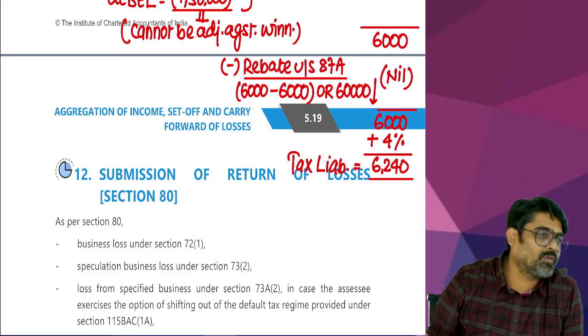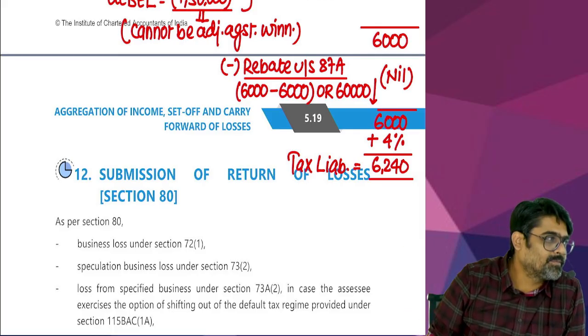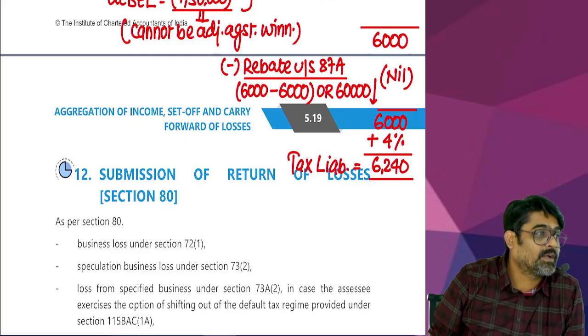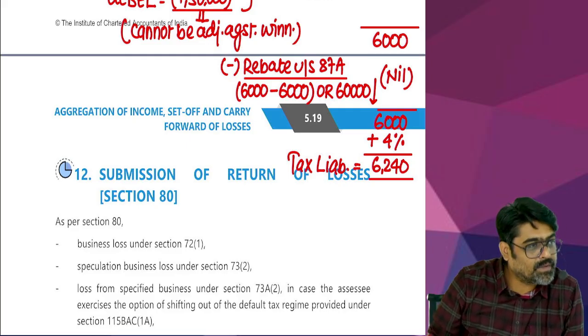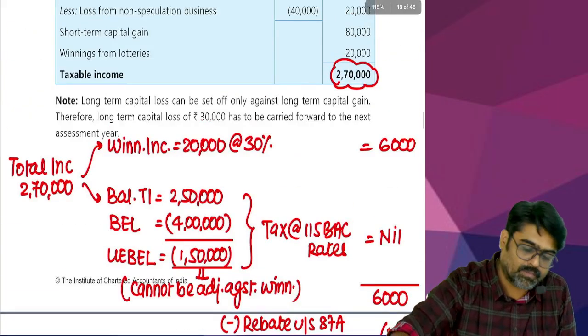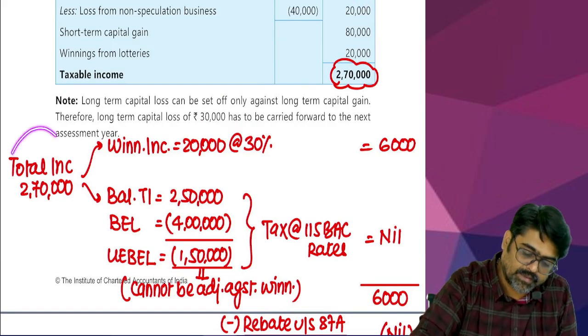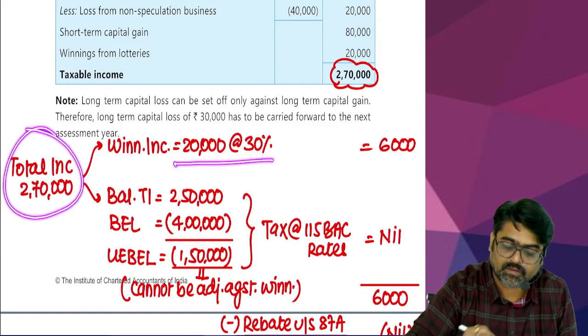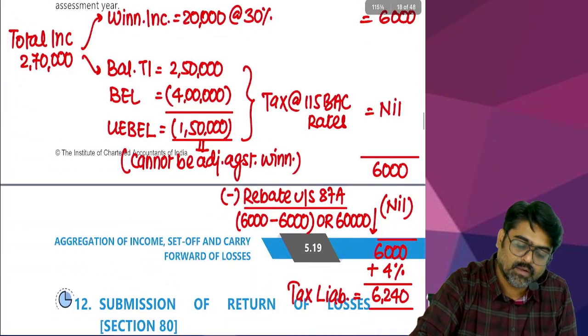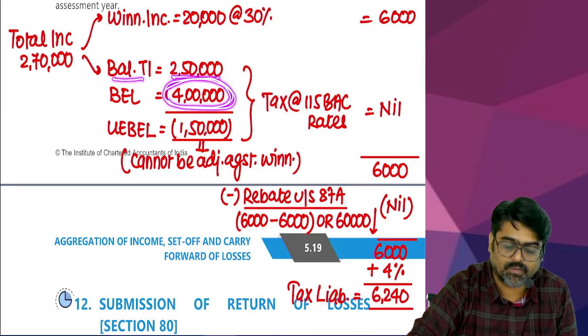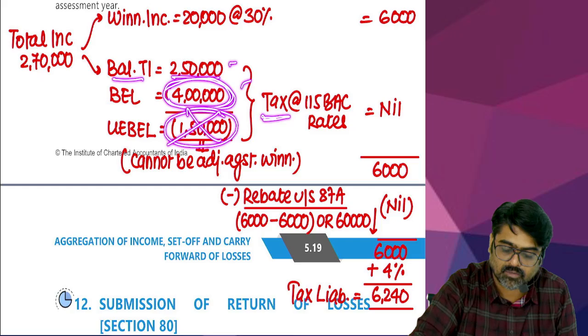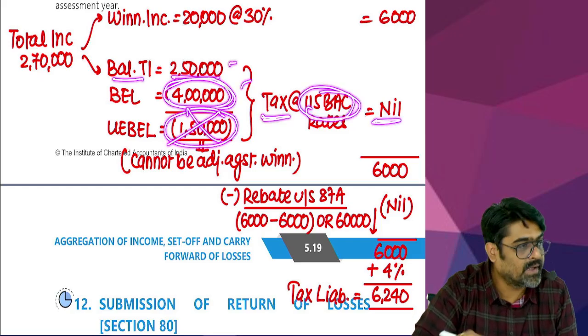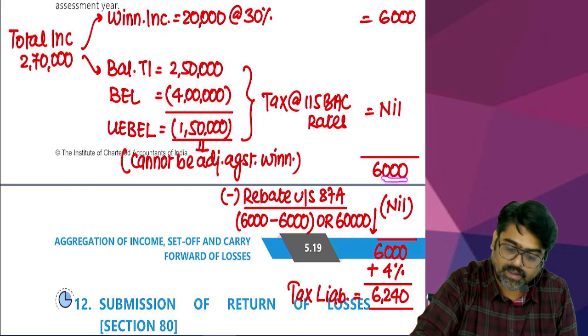Now the same question you have to solve, assuming that assessee does not follow 115BAC. So now what are you going to do? Same things. Here what will come? Tell me. 2,70,000 is same. Winnings income taxable at 30%. 6,000 is there. Balance total income 2,50,000. Here the basic exemption limit will be 2,50,000. 250, 250. Unexhausted basic exemption limit not there. Here the tax will be at normal rates, which will be nil. Yes or no? And this will be 6,000.